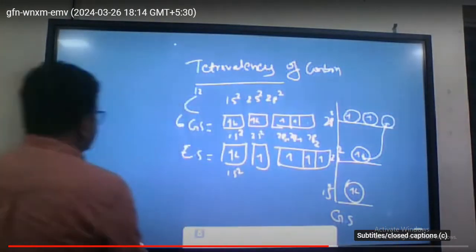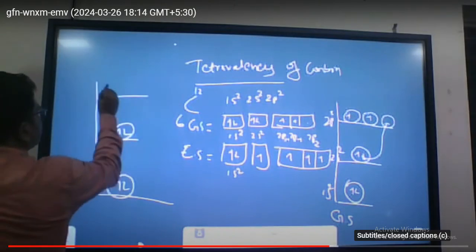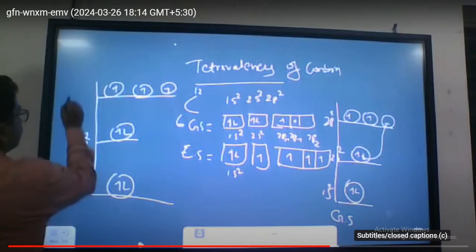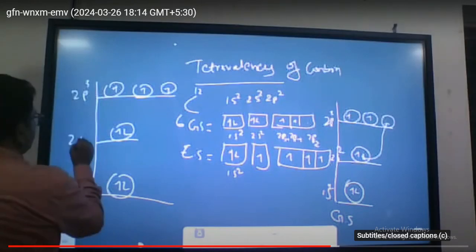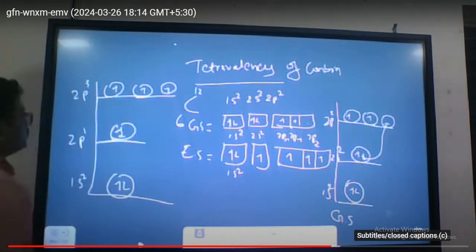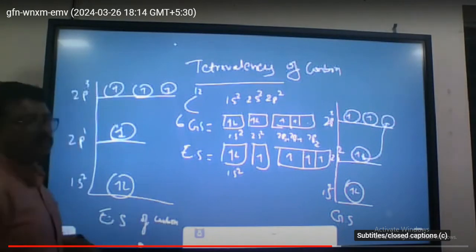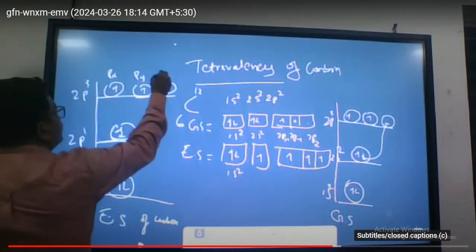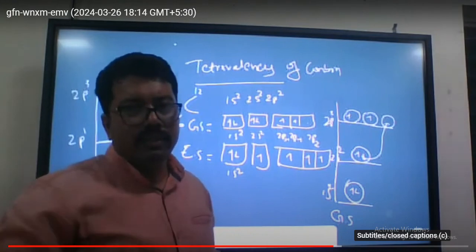So when it is excited, you get 1s2, 2s1, and 2p3. Now 2p has 3 electrons because one has been excited. This is the excited state of carbon, with px, py and pz.